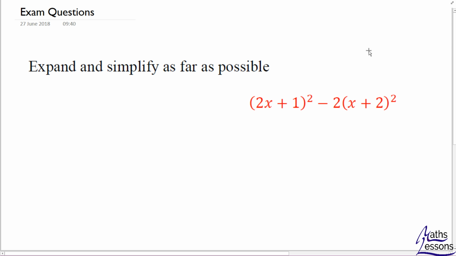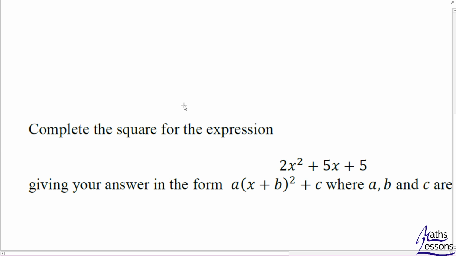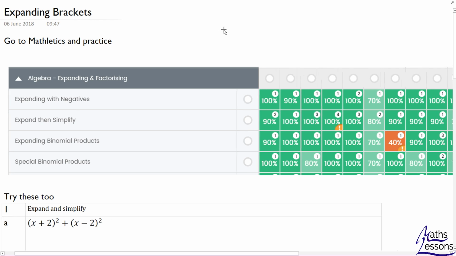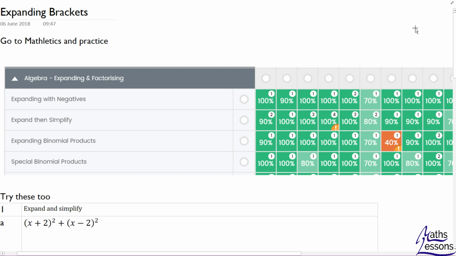Only 20% of them got this question right, less than 20% got this question right. We're going to be looking at these exam questions, how to do them, and build up the skills you need to do these questions. So let's start off with expanding brackets, the easier of the two. And we're going to look at how to do this.